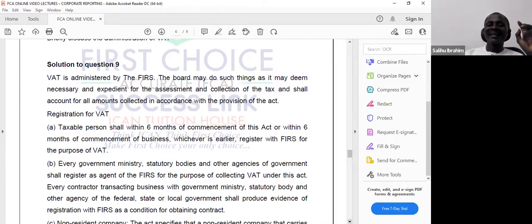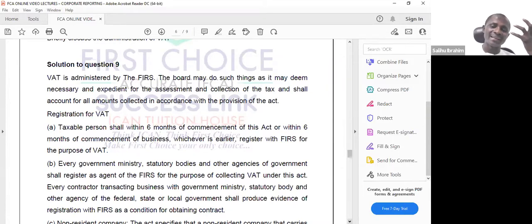Now, what is the registration procedure? For every company that is registered with the Corporate Affairs Commission, whether you are a limited liability company or you register as a business name, you are expected to register for value-added tax purpose. It is mandatory that you register with the Federal Inland Revenue Service for the purpose of value-added tax collection. Whether you are a limited liability company or otherwise, you have to register.